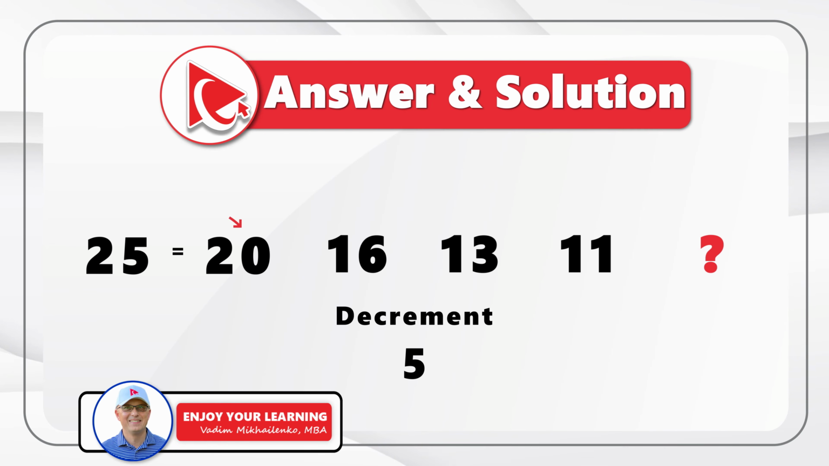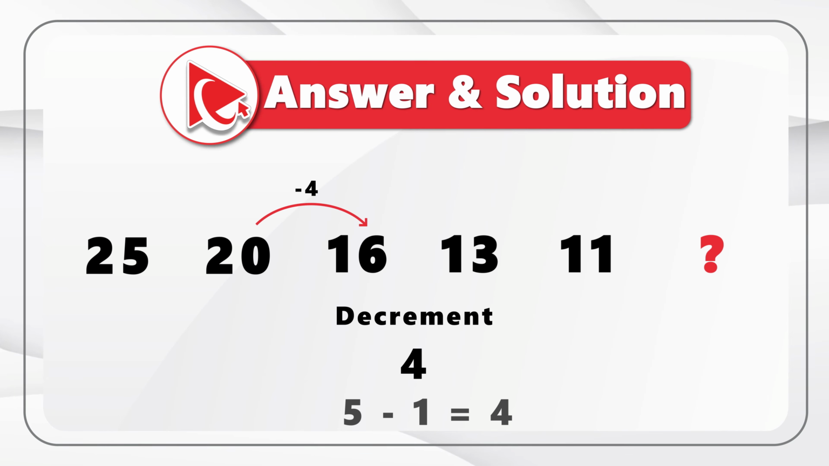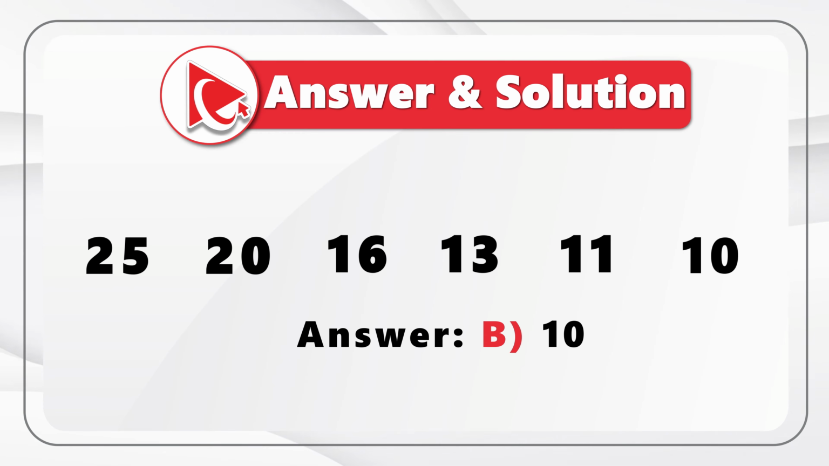25 minus 5 equals 20, and this is how we come to the second number. Then we decrease decrement by 1, and the decrement becomes minus 4. 20 minus 4 equals 16. 16 minus 3 equals 13. 13 minus 2 equals 11. And 11 minus 1 equals 10. So the correct answer here is choice B, 10.